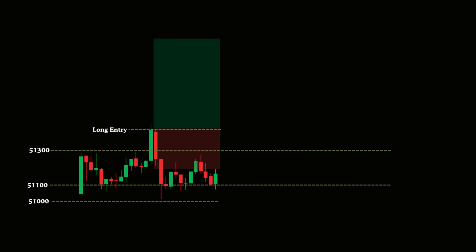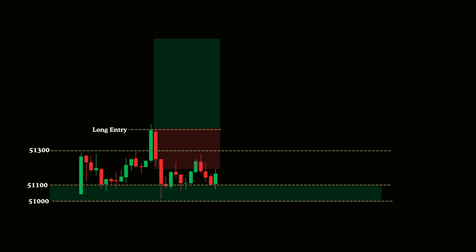The market then moved back to the 51,100 region, forming a psychological support zone between 51,000 and 51,100. Retail traders marked this zone as a key support area on the chart, believing that the market would bounce from this level. They anticipated a reversal and became active in placing long trades around it. Shortly afterward, the price broke through this support and dropped below the 51,000 level, forming a strong bearish candle.